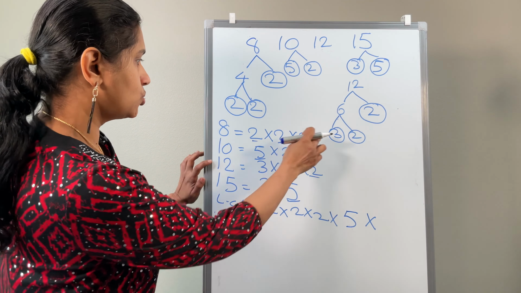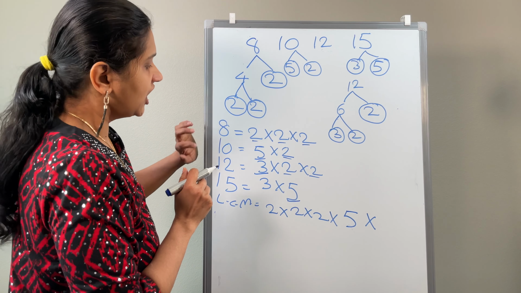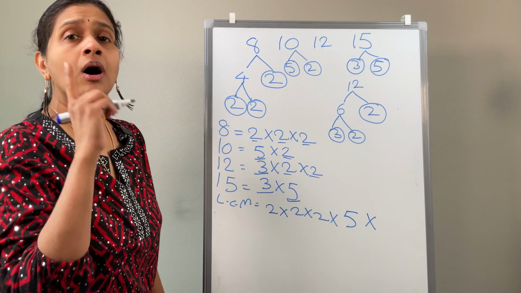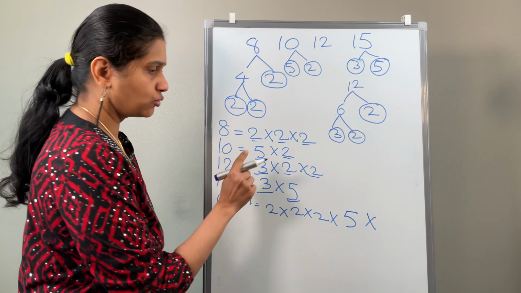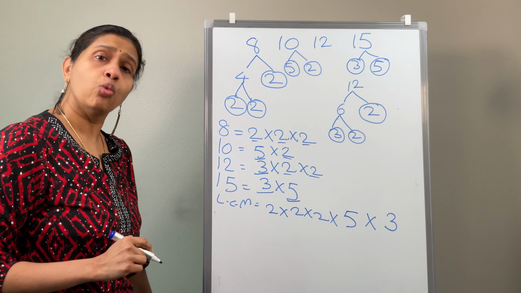Now let us see 3. 3 is not available in 8 and 10. In 12 it is available once. In 15 it is available once. So you write it just once because it is available only once.